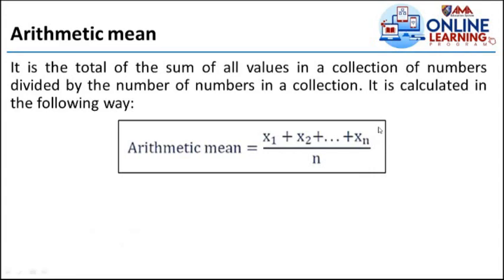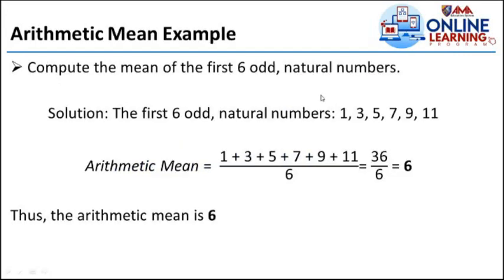Arithmetic mean is the sum of all values in a collection of numbers divided by the number of numbers in the collection. It is calculated the following way. Arithmetic mean is equal to x1 plus x2 up to the last data divided by the number of the data set. So, arithmetic mean example: compute the mean for the first 6 odd natural numbers.